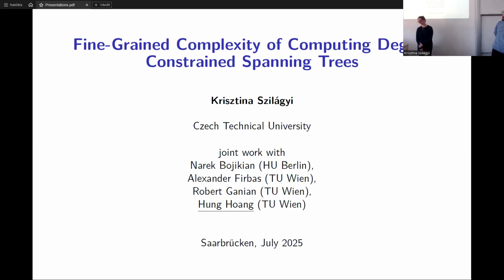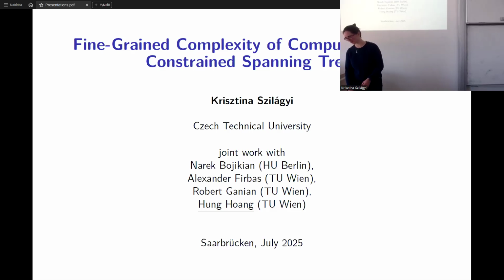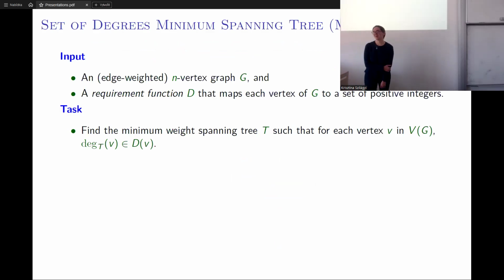Computing degree-constrained spanning trees. Yeah, so this is a joint work with Narek, Alexander, Robert, and Hoang, and Hoang's name is underlined because he made partially the slides. And this is also the talk that I gave in Saarbrücken in July when I was visiting there, so that's why it says Saarbrücken. I forgot to change it, but anyway.